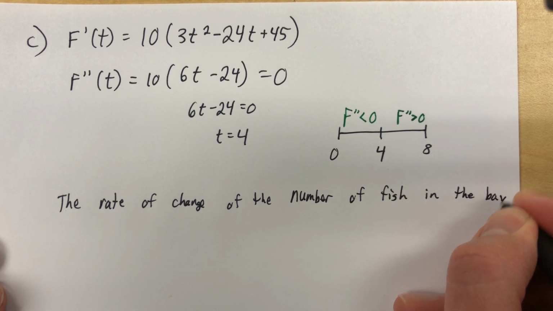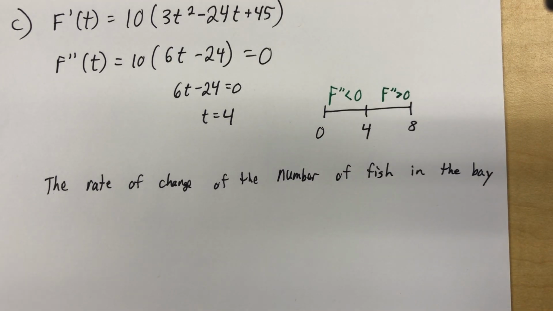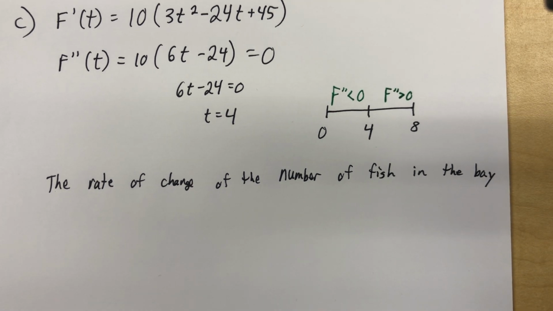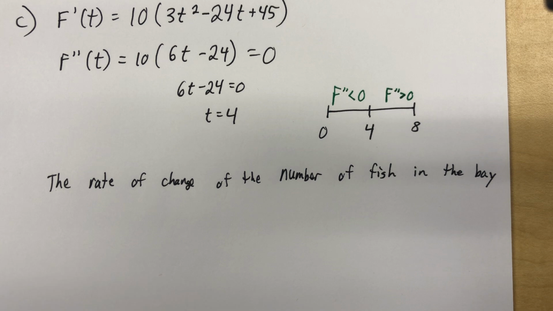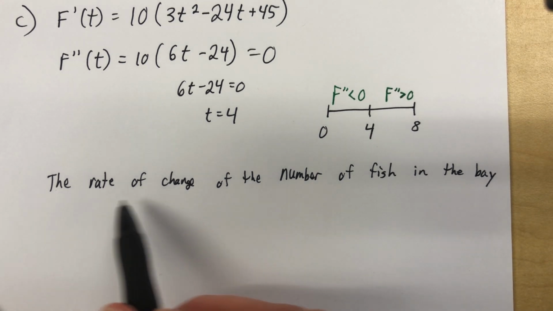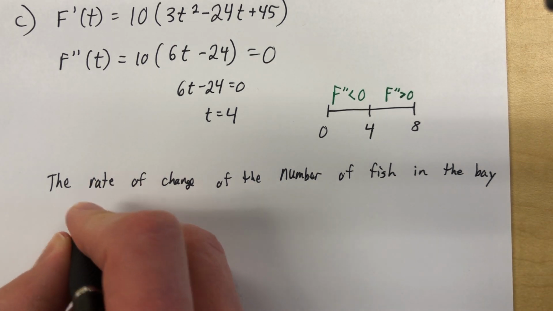If you leave that part out, that's not a huge deal. They're not going to be like, points off, you didn't tell us where the fish are. Unless, and actually, let me go here for a second. If they would have had two functions and one of them's in a bay and the other one's in an aquarium, you would need to clarify what you're talking about. You have to make sure things are within the proper context, particularly if there's more than one context. The rate of change of the number of fish in the bay is decreasing.